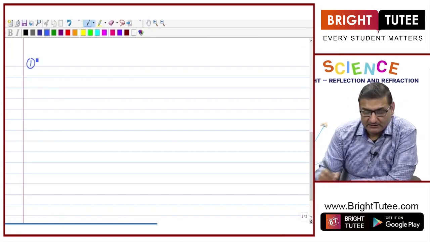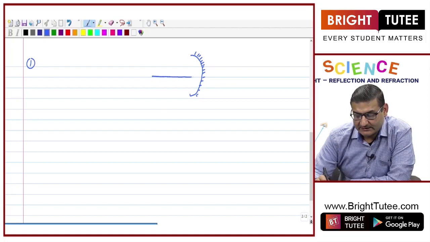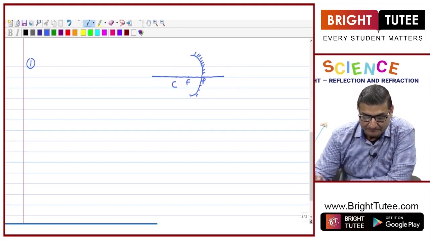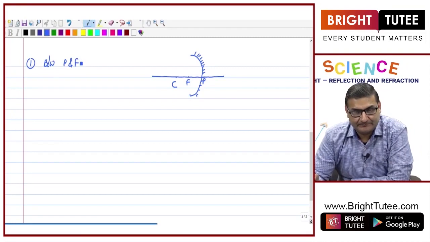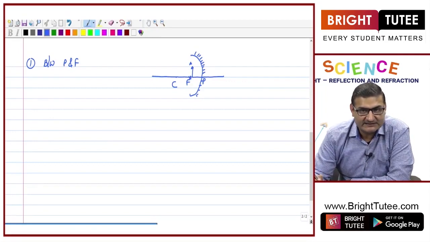First, this was a concave mirror, of course painted from the back side, the outer bulging part. This is the principal axis going, this is P, this is F, this is C. All these labelings we are aware of. Fine. Now, first of all, the object: the first position was between P and F. We are taking an object and naming it AB. This is an extended object placed in front of the concave mirror, at a position between P and F. Now, we know the rules.